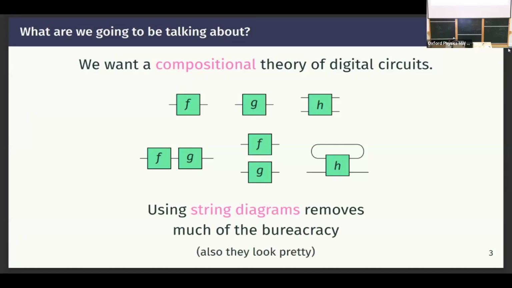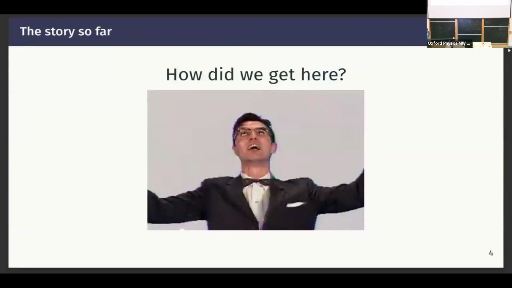And they look quite nice, and I spend far too much time making these pretty diagrams, coming back to them later, making them look even prettier, and spending hours on it. It's a hard life.